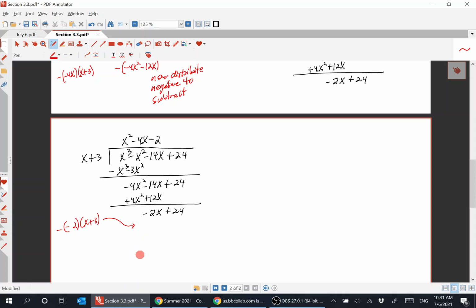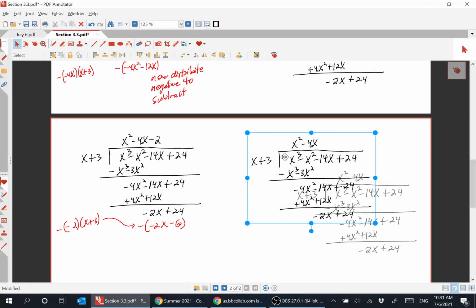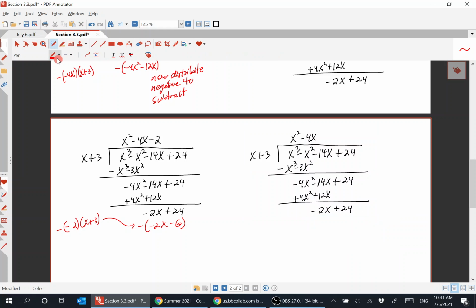So I put that here. So this is the negative of negative 2x minus 6. And now we're going to distribute to subtract. So distributing this negative sign through here, I get 2x plus 6. Add these two together, the x's go away, right? Minus 2x plus 2x is 0, and I have 24 plus 6 is 30.